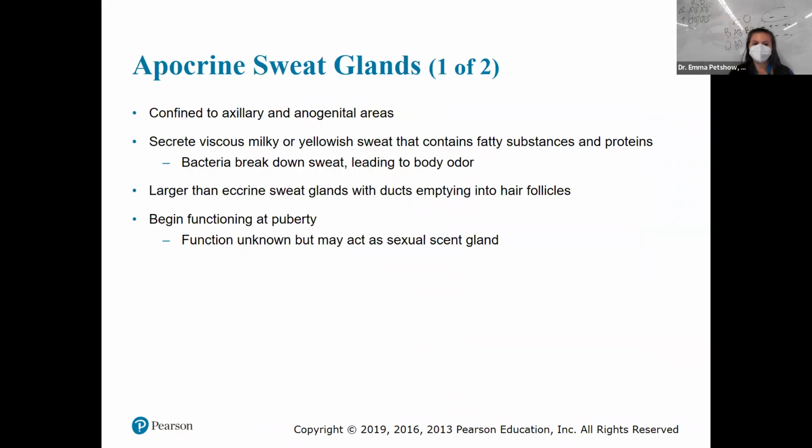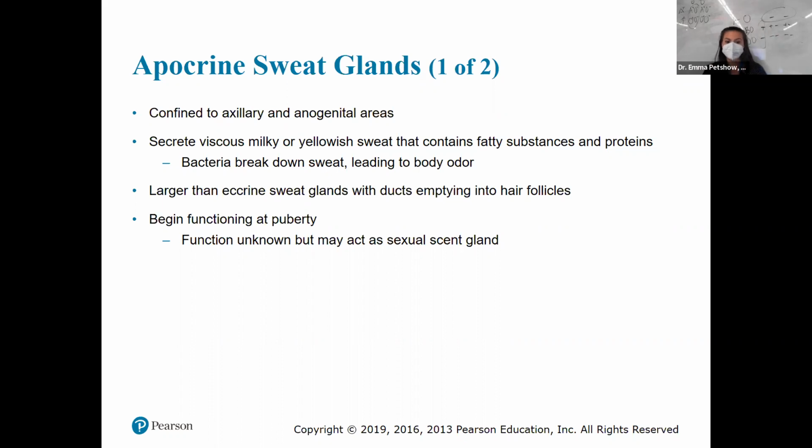Versus our apocrine sweat glands, which are confined to our axillary or anogenital areas. These secrete more viscous, milky yellow sweat that contains more fatty substances and proteins. That makes sense, it's milky, it's yellow. The bacteria then can break down that sweat, which leads to body odor. That's how body odor occurs. They are larger than the eccrine sweat glands. The ducts empty into hair follicles. That's a major difference. With merocrine or eccrine sweat glands, the ducts have their own pore, versus apocrine sweat glands, which empty into hair follicles.